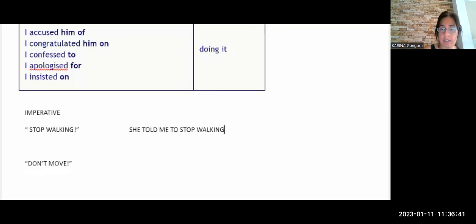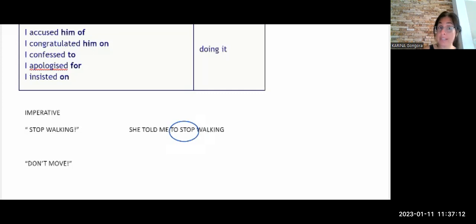We write or we use not a tense. En este caso, cuando es imperative, no hacemos un tiempo verbal. We just use the verb and the "to," right? To plus infinitive, right? When we retell something that is an imperative sentence, you are not going to change the tense, no vas a cambiar el tiempo verbal, you are just going to use "to" plus infinitive, right?